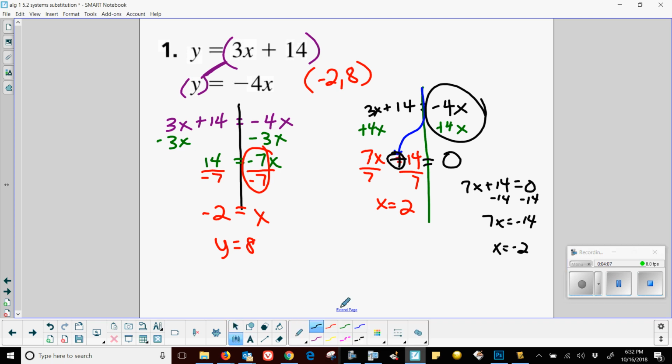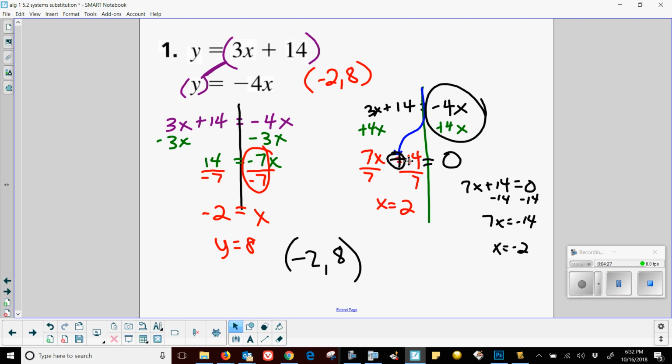I need negative 2, comma, 8. Now, here's what I don't want you to do. This is what happens over here. We set it up, and we move this, because we chose to move this over here and had the variables together that way. If you move the variable over here, that's fine.